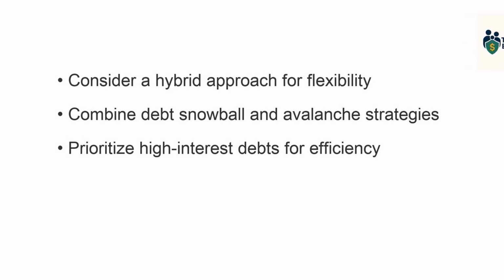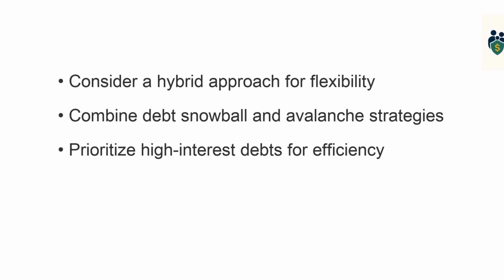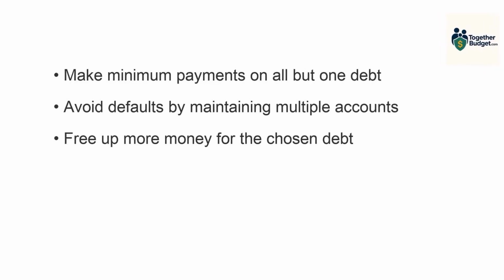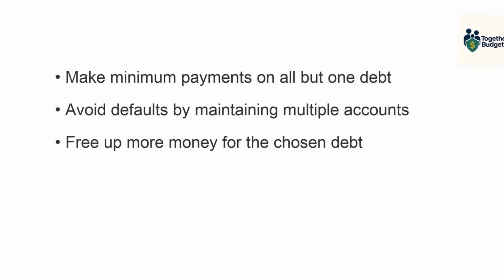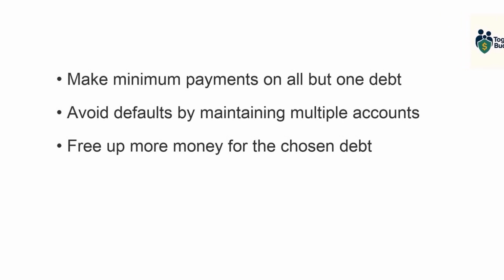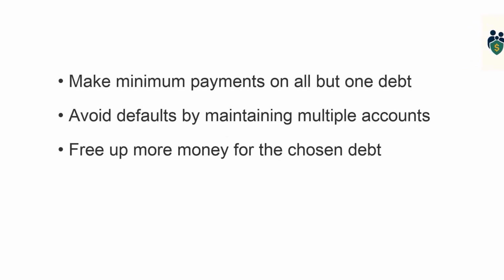interest debts first, especially if they're not able to pay off all their debts quickly. In this case, using a hybrid approach can be effective, combining elements of both the debt snowball and avalanche methods. Once the debts are listed and ordered, the next step is to make minimum payments on all but one debt. This ensures that no account goes into default while focusing efforts on paying off a single high interest loan.